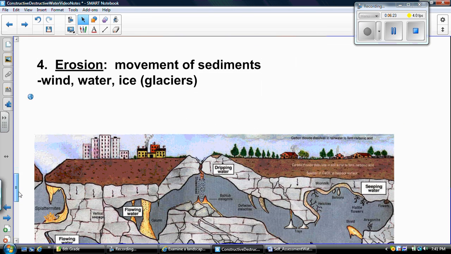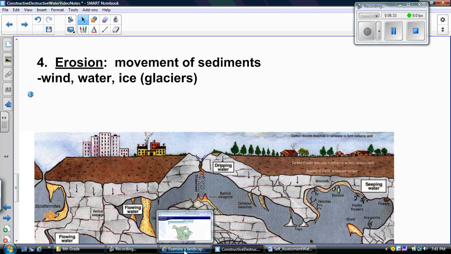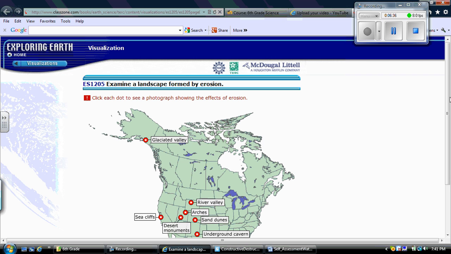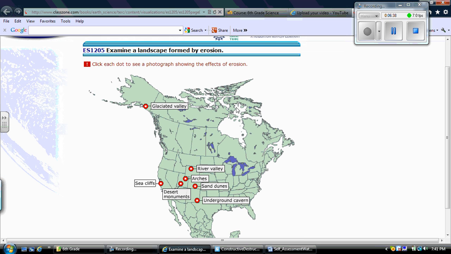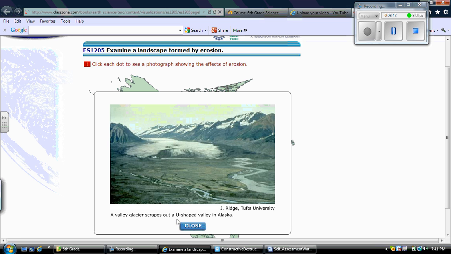Okay, erosion is the movement of sediments. So again, the same forces that cause weathering cause the movement of sediments: wind, water, ice, and glaciers. So let's look at some examples. Okay, so we're going to show the different effects of erosion. So we've got a glacier. A valley glacier scrapes a U-shaped valley in Alaska.